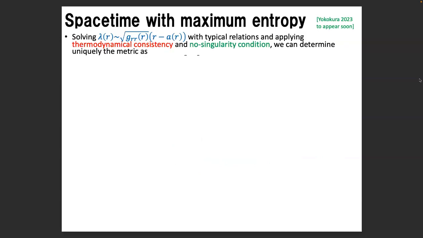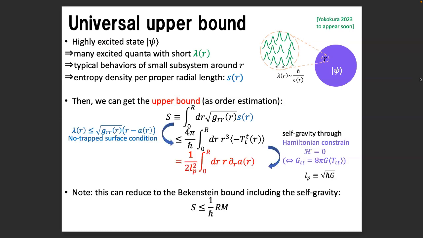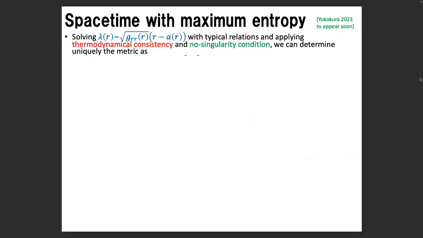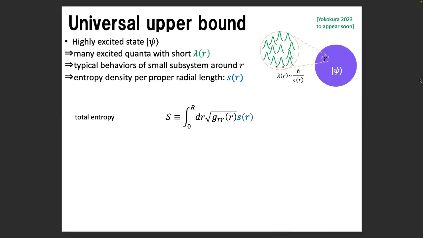Now we want to see what geometry satisfies this saturation condition. To get it, we solve the non-saturating version of the no trapped surface condition, this one, together with some typical relations. Then we apply thermodynamic consistency, because our state is highly excited, so this thermodynamic behavior can be expected. Here we want to focus on the physical geometry, so let's impose no singularity. Then you uniquely get this metric.